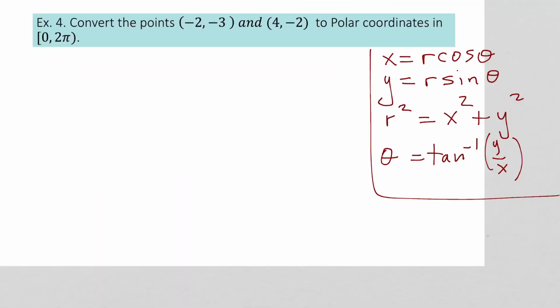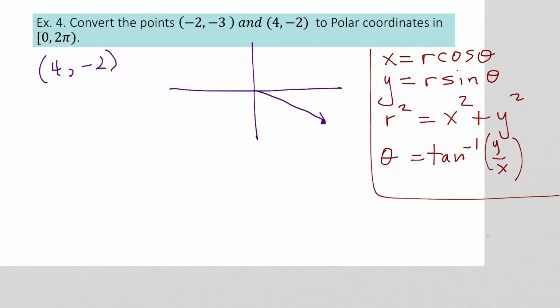All right, let's do the other point. We've got the point 4, -2. Let's see what quadrant we're in here. Positive x, negative y, so I'm over here. This is going to be my r, and this is going to be my theta.